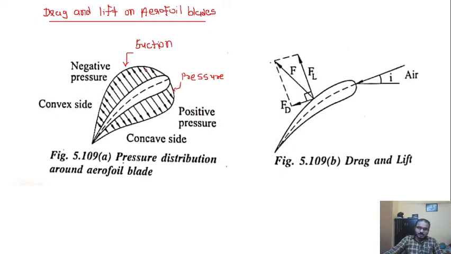Because of this pressure, a resultant force is generated from the combination of these two pressures, and this resultant force is normal to the chord line. When we take the two components of this resultant force, we get a drag force and a lift force.